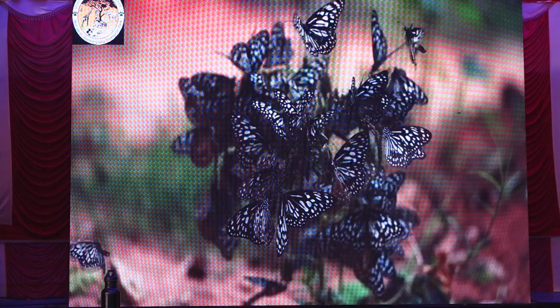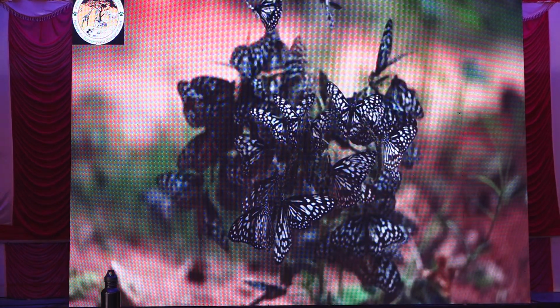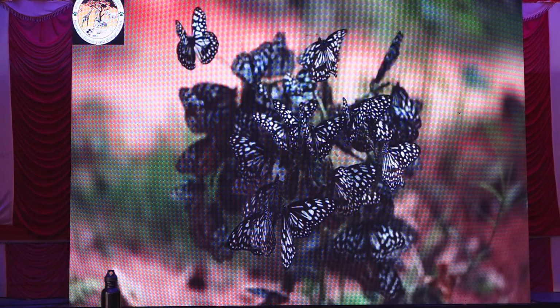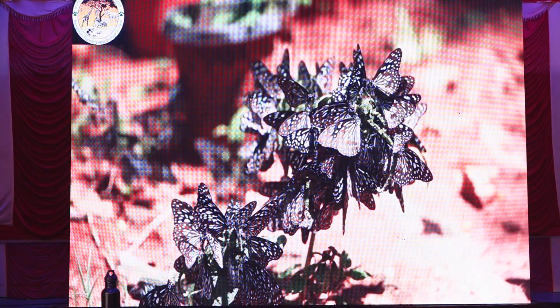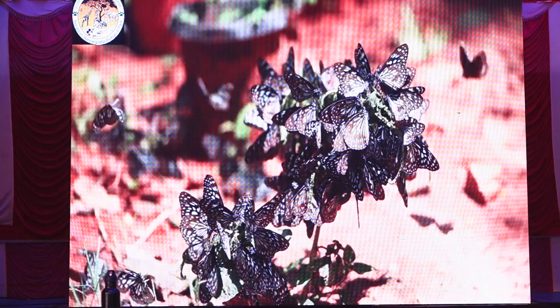And did you know a group of butterflies is called a kaleidoscope? These are the blue tigers and dark blue tigers.